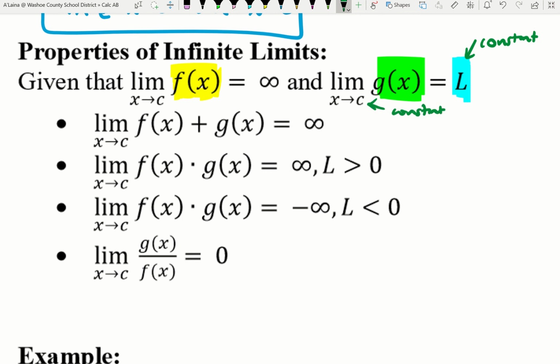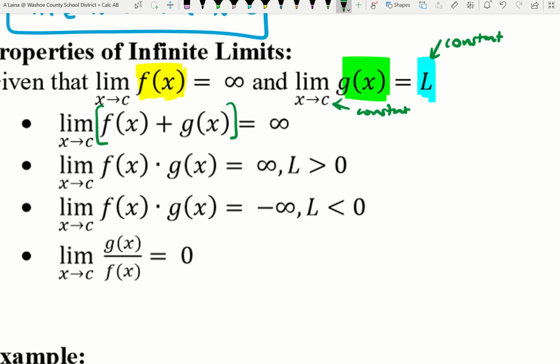And there are some properties that are true. Here's the first one. If I'm taking the limit as x approaches c and I want to add together f and g, I will get infinity. Here's why. The limit as x approaches c of f is infinity, and for g is some constant. And I'm adding these expressions together, so I will add their limits together. And infinity plus a little bit more is still infinity. And again, we would say it does not exist, parentheses, infinity.